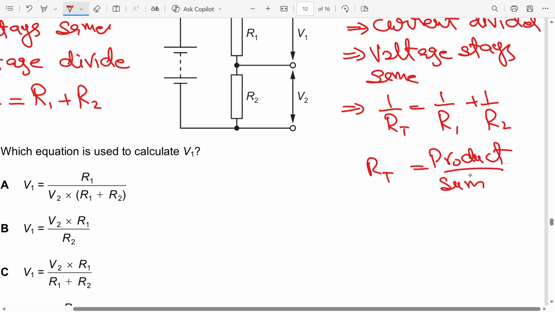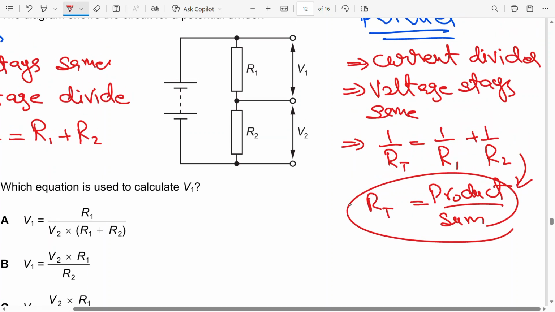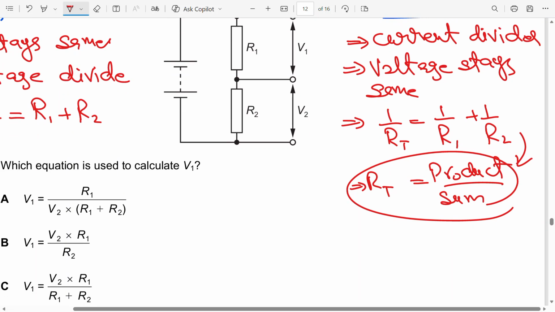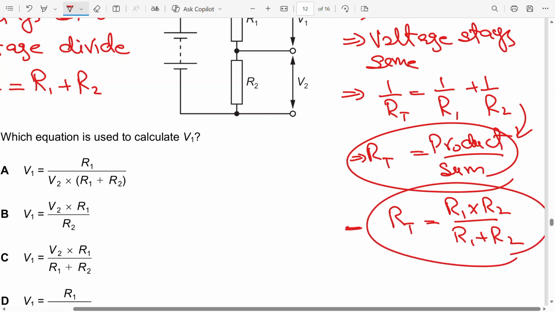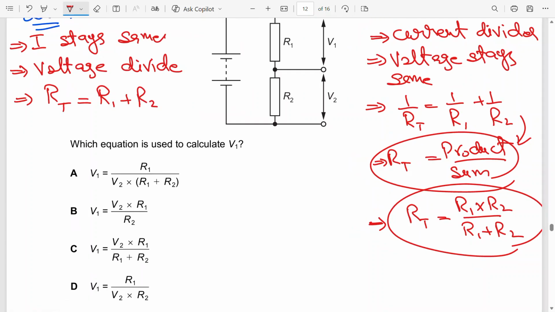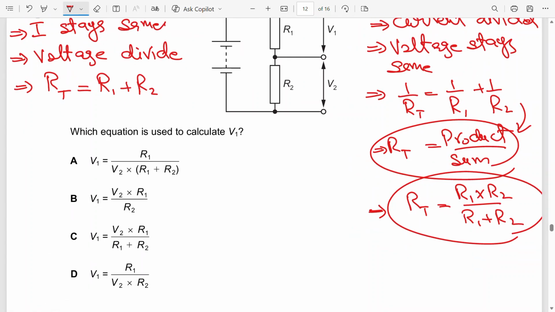sum. The formula which I have written for the following situation belongs to only two resistors. Whenever you have two resistors, you can use this relation, R1 multiplied by R2 over R1 plus R2. This one is your product over sum. This one is your what? Product over sum. So this one is the series circuit.